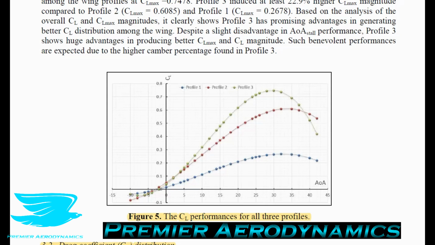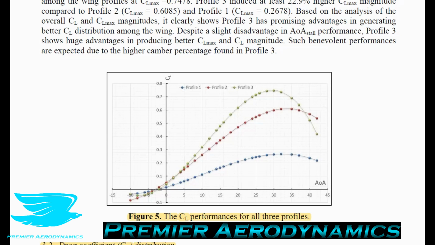So based on the maximum lift coefficients, let's talk about these. Based on the maximum lift coefficient analysis taken in the pre-stall regime, between 0 degrees and 30 degrees, which is approximately where all 3 profiles sort of stalled, on average, Profile 3, which is the most aggressive, induced a 20% higher lift coefficient compared to Profile 2 across the entire angle of attack range.